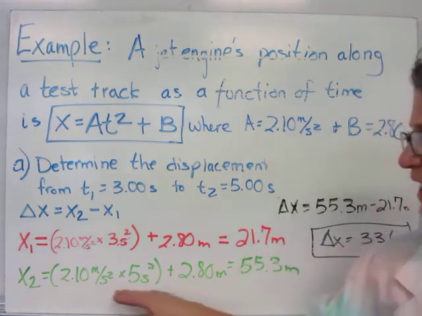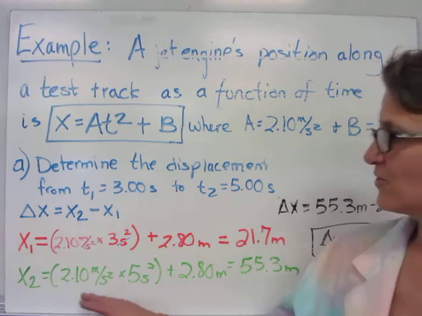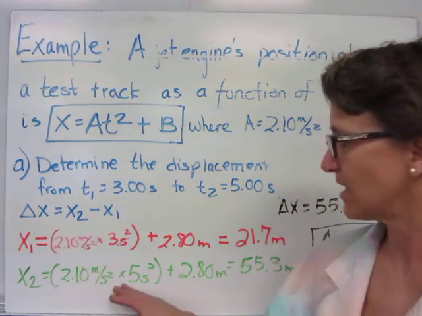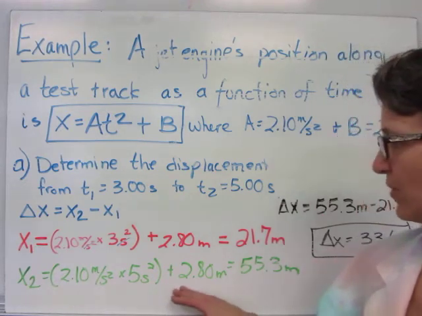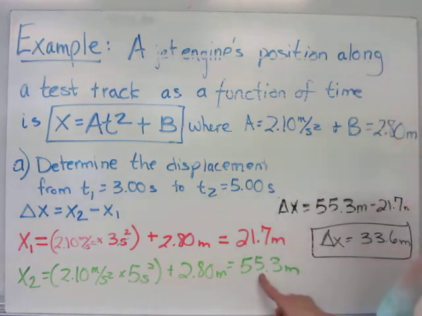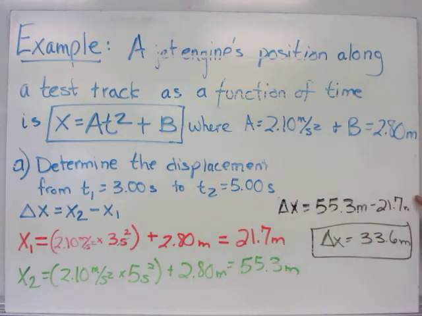Your x2 at 5 seconds, you take your acceleration, 2.1 meters per second squared, times 5 seconds squared, plus 2.8. So remember the whole 5 is squared. You get 55.3 meters. Your change in position, 55.3 minus 21.7 gives you 33.6 meters.